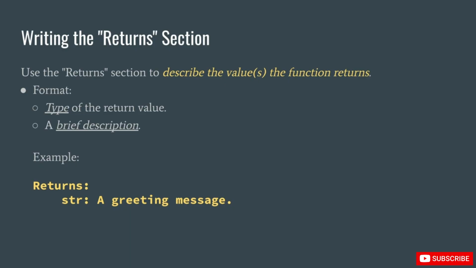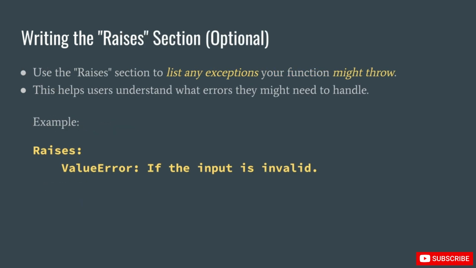When writing the returns section, use it to describe what the function returns. Start with the type of the return value, followed by a brief description. For example, if the function returns a greeting message, you'd write str to indicate the type, and then add a short description. Use the raises section to list any exceptions your function might throw, helping users understand what errors they may need to handle. For example, if the function could raise a value error when given invalid input, you would specify that.